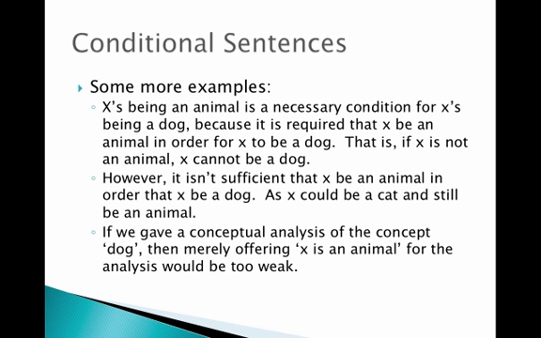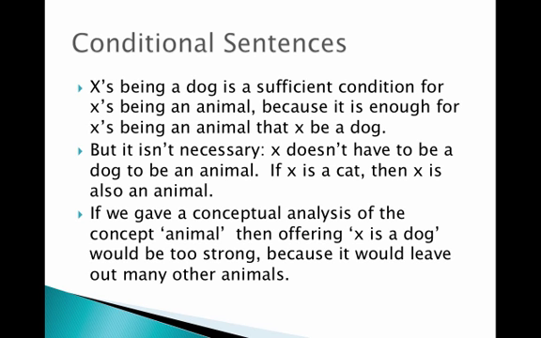But being an animal is not sufficient for being a dog. Because remember, cats and mice are also animals. So if we were to give a conceptual analysis of the concept dog, merely offering X as an animal for the analysis would be too weak. So an analysis that lists necessary conditions, but not enough to secure the concept, is too weak, as we recall. It hasn't listed enough necessary conditions. Whereas an analysis that offers too many necessary conditions would be too strong, if you recall.